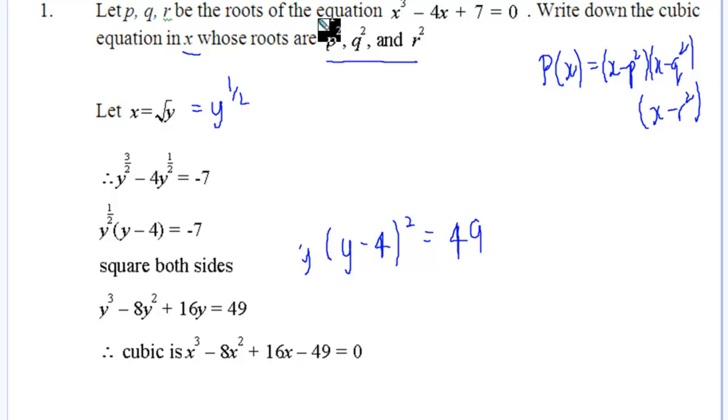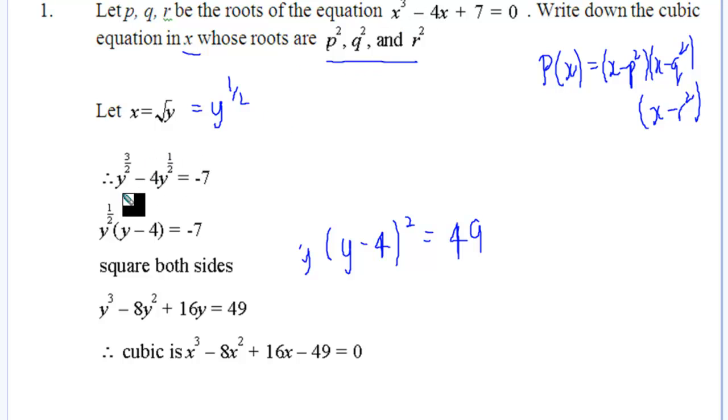We've got p, q, r are the roots of the equation x cubed minus 4x minus 7. So write down the cubic equation in x whose roots are p squared, q squared and r squared. As we said in our table, because the roots are going to be squared, we want to replace it with the square root, the inverse function. So let x be equal to the square root of y.